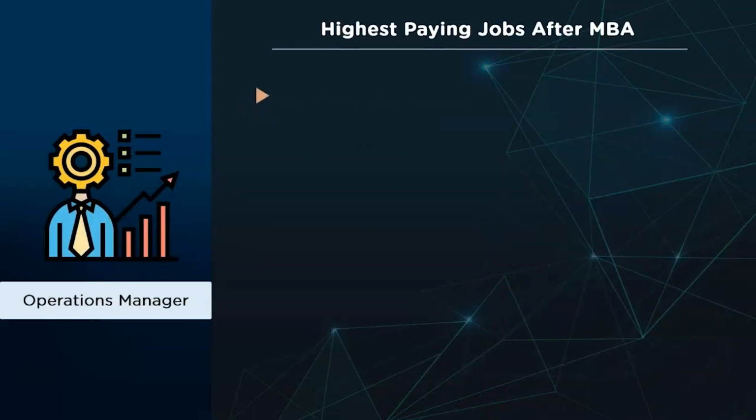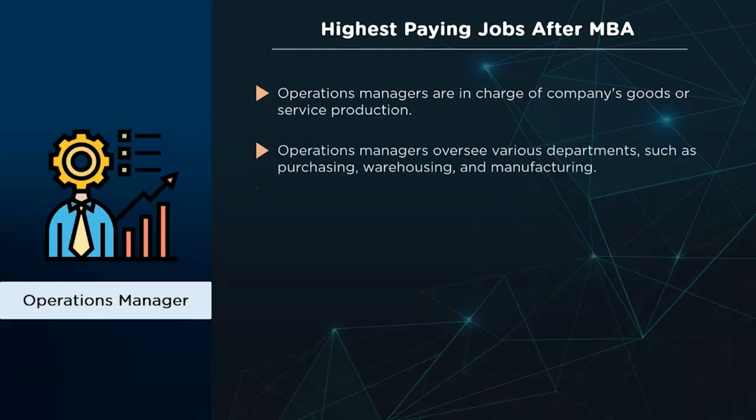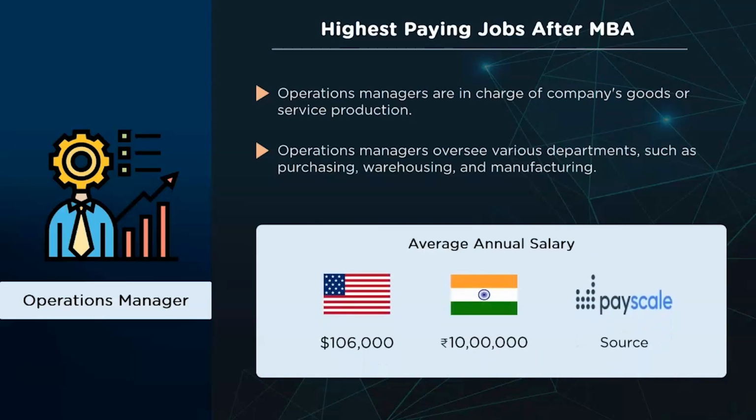Following this, we have operations manager. Operations managers are in charge of the company's goods or service production. Operation managers have the responsibility to oversee various departments, including buying, warehousing, and manufacturing. They guarantee that the products of the organization meet or exceed the expectations of its clients or consumers. According to PayScale, the average annual salary for an operation manager is around $106,000 in the US and 10 lakh rupees in India.